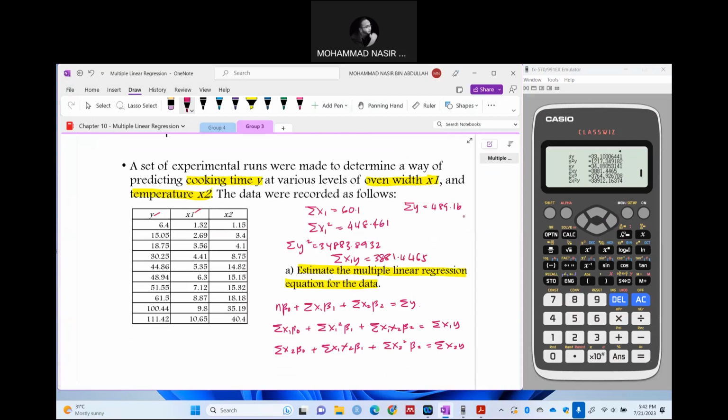So how many observations do we have? 1, 2, 3, 4, 5. Another 4. Right. So we go to option and click on 4 data. So just now we input x1. So now we're going to input x2, 1.15.